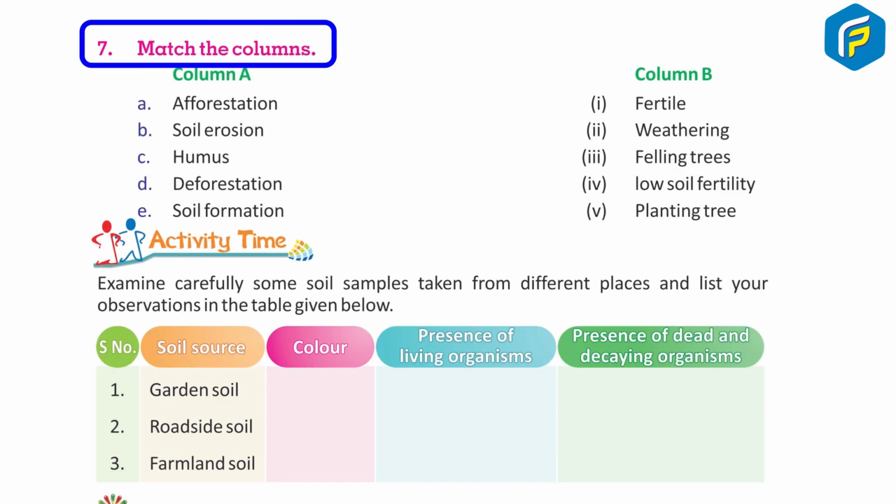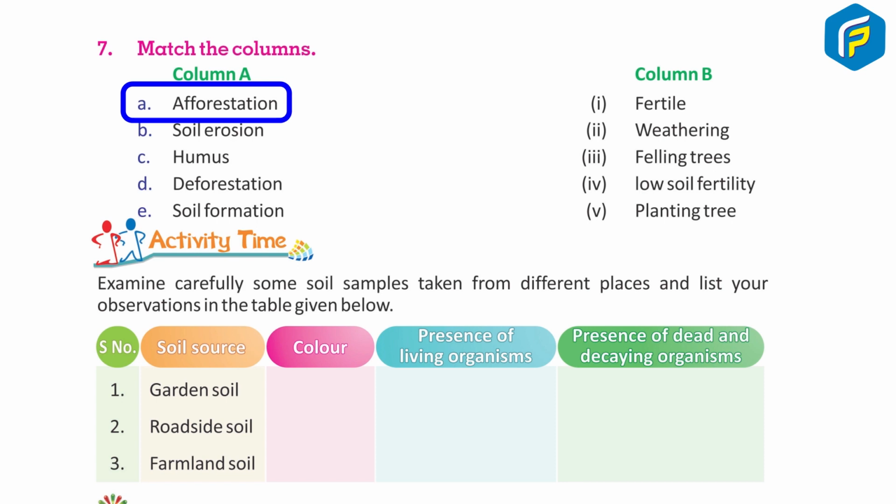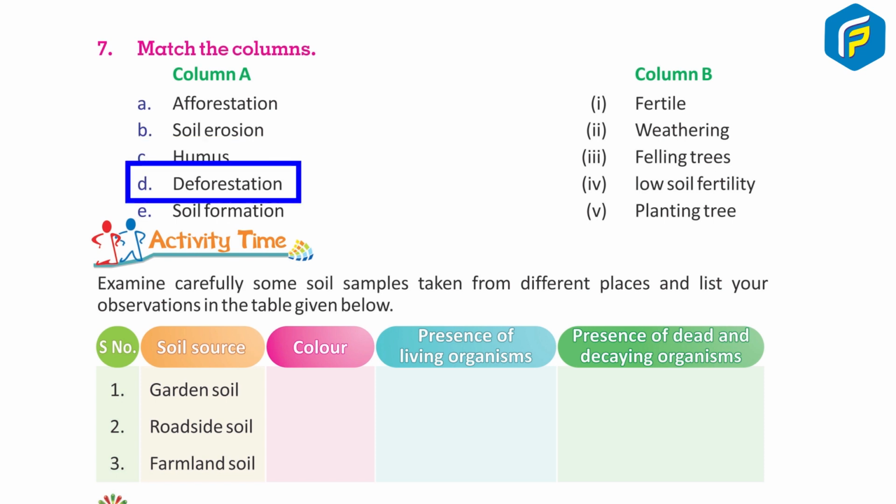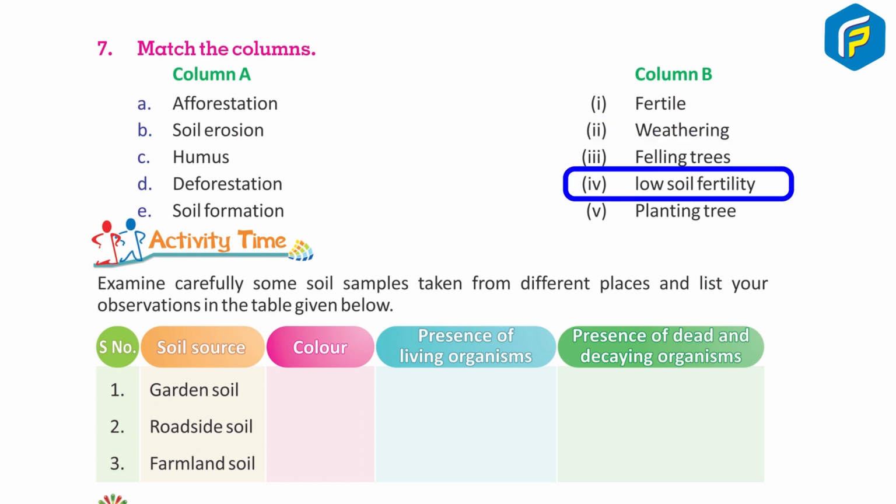7. Match the columns. Column A. A. Afforestation. B. Soil erosion. C. Humus. D. Deforestation. E. Soil formation. Column B. 1. Fertile. 2. Weathering. 3. Felling trees. 4. Low soil fertility. 5. Planting tree.